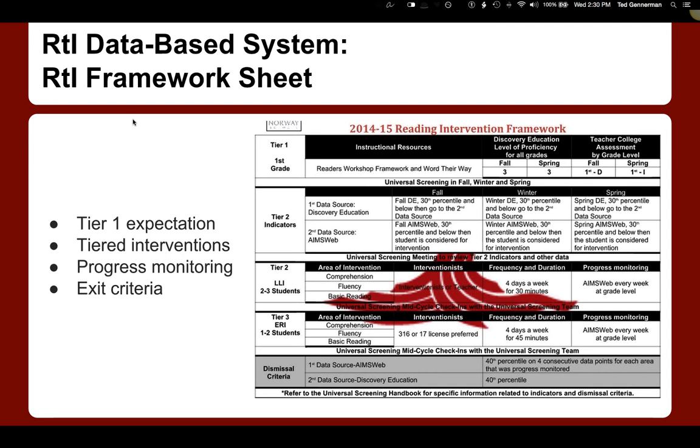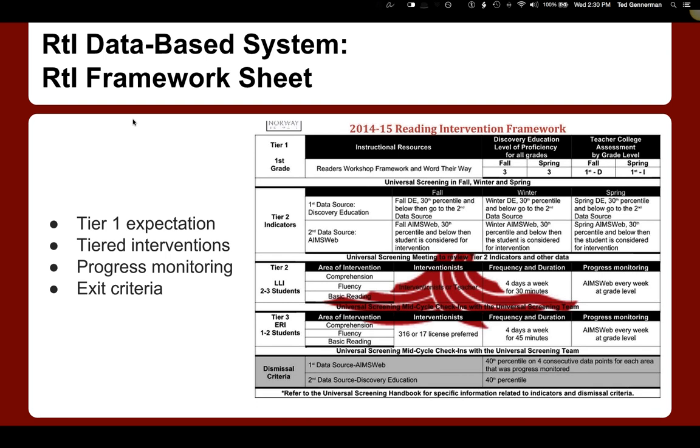And with our system, what we do is we use Discovery Ed as our first data point. Those students who are at the 30th percentile or below would then be administered the AIMSweb benchmark. And so then the universal screening team, based on those 2 data points, meets together and teachers bring additional data to consider these students for intervention. Some may end up going into intervention and some may not. But it's that process that we use multiple data points to screen the population of students.